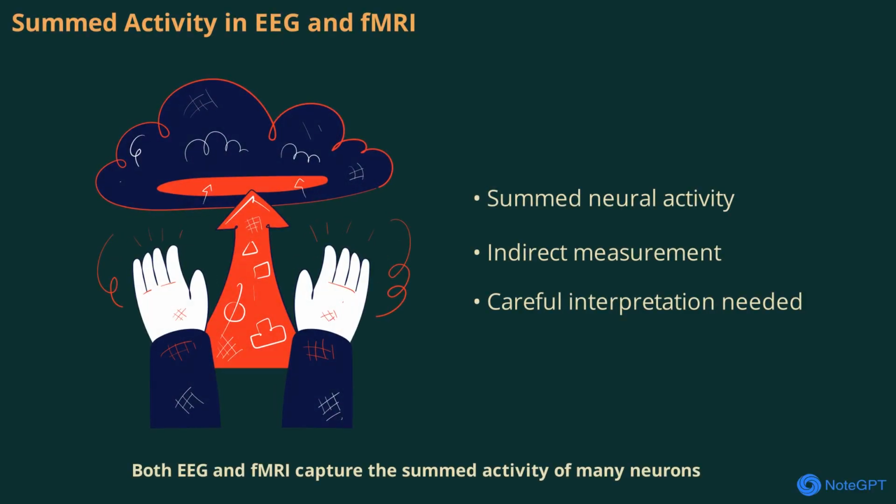Both EEG and fMRI capture the summed activity of many neurons. EEG reflects synchronous postsynaptic potentials, while fMRI detects changes in blood oxygenation related to neural activity. Although these signals are indirect, they provide valuable insights into brain function when interpreted carefully.